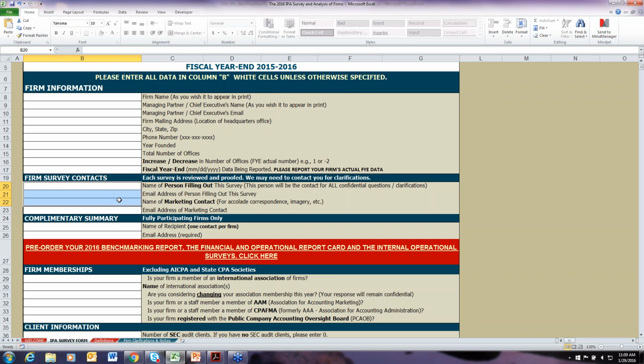In this next section, rows 20 to 26, be sure to give us the name of the contacts who are filling out the form and the marketing contacts so we can get back to you with any questions regarding the survey, any accolades, and in rows 25 and 26, where to send the complimentary executive summary to.